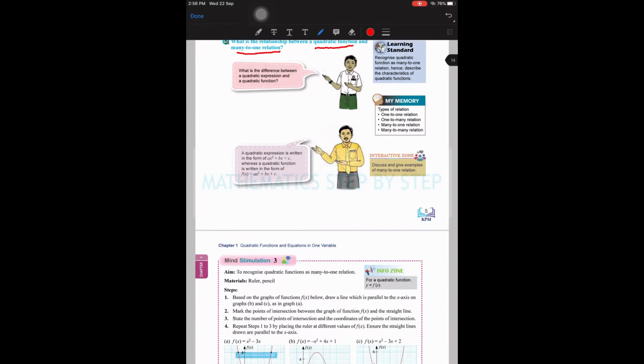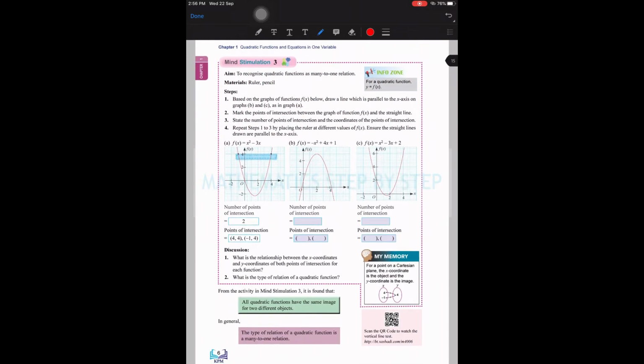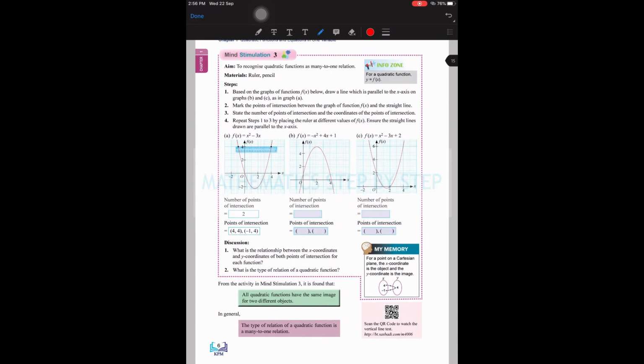So let us recall, a quadratic expression is written in this form as what we have learned in the previous video, okay? Whereas this is a quadratic function, okay? So we can see that here is f(x). f(x) is a function, okay? So mind stimulation 3. Let's go through these 4 steps, okay?